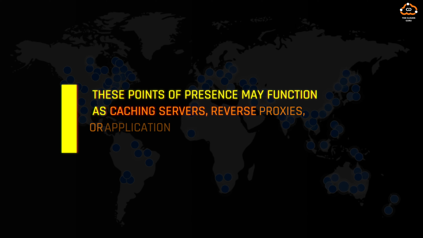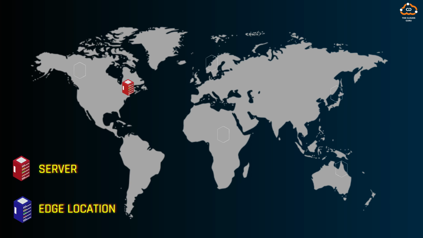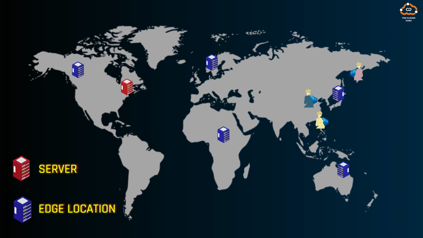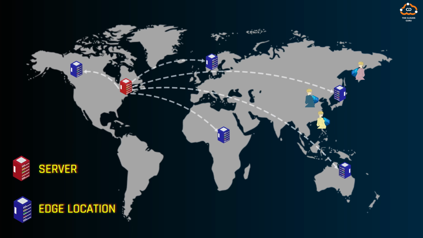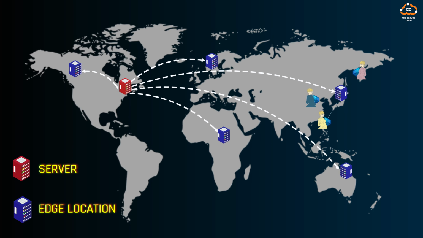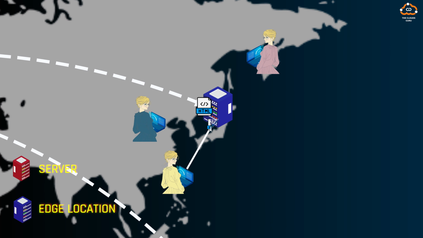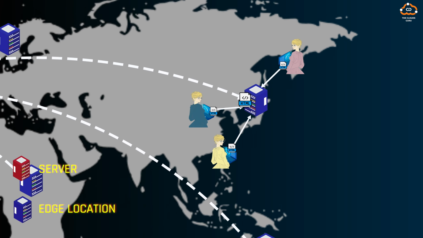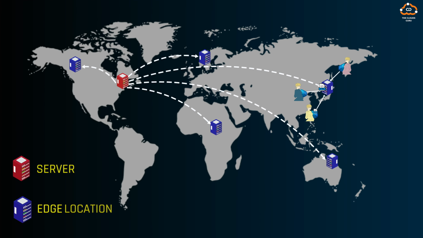These points of presence may function as caching servers, reverse proxies, or application delivery controllers with the capacity to distribute petabytes of content. Static contents are cached on the edge server in this content cache. If a piece of content is in the cache, it could be quickly returned to the user. Since the edge server only asks for a copy of the static content from the origin server if it is not in its cache, this dramatically reduces the load and bandwidth requirements of the origin server cluster.